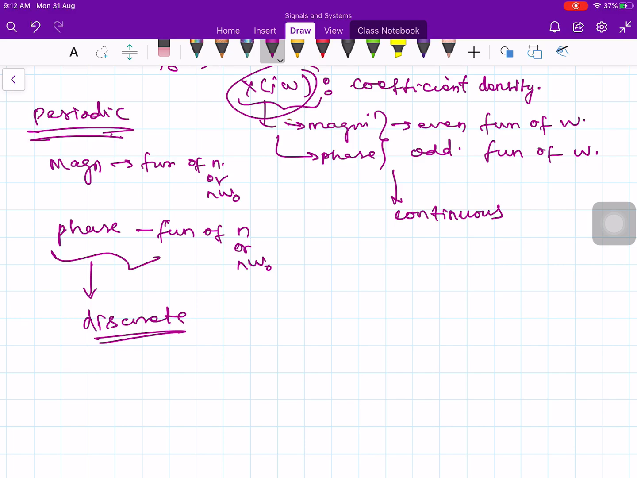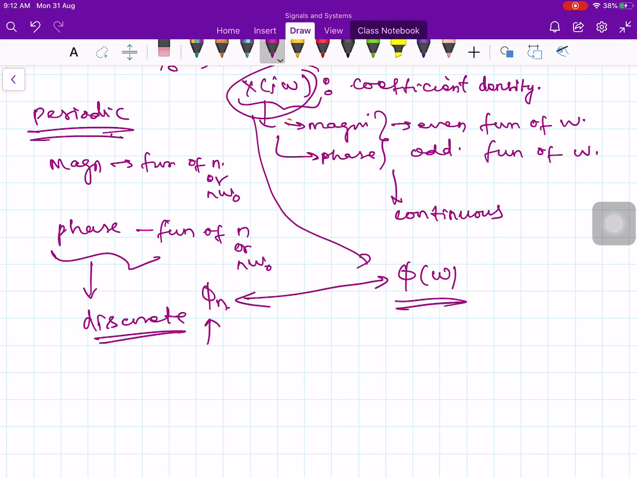And the phase associated with x of j omega is phi of omega, a function of omega. There we denoted phi suffix n, and here we are using phi omega. So this is for Fourier series and this is for Fourier transform. This is for periodic signal and this is for aperiodic signal, and the magnitude is x of j omega, and here the magnitude is the modulus of Cn.